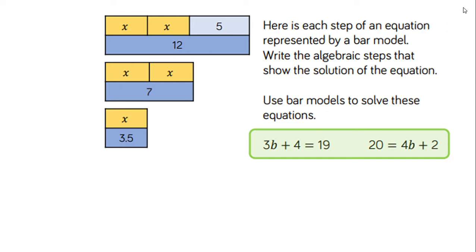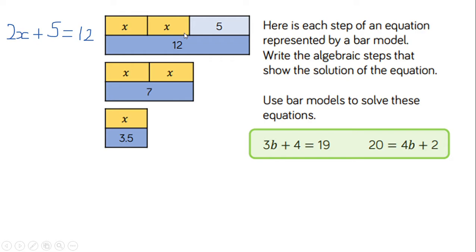Okay, here is a step in an equation represented by a bar model. Write the algebraic steps that show the solution of the equation. Use the bar model to show these equations. Okay, so here we've got 2x plus 5 equals 12.